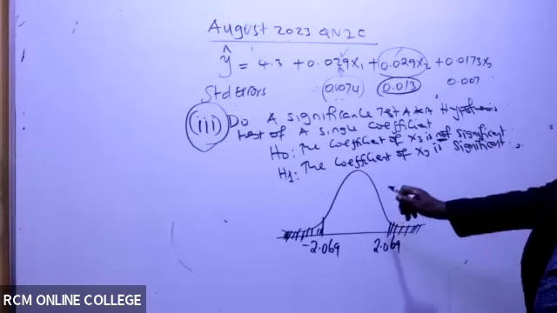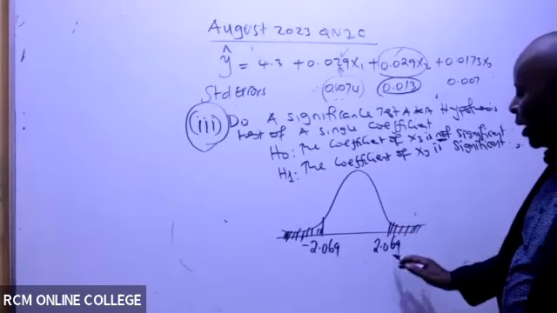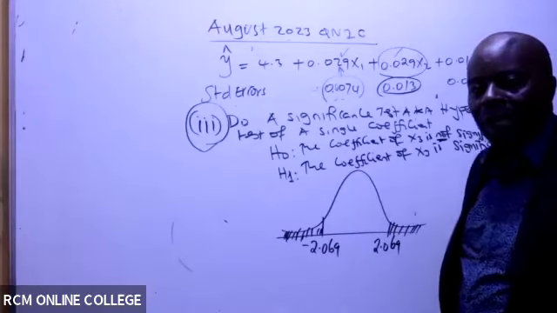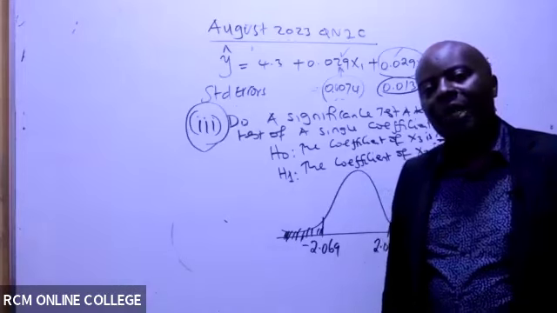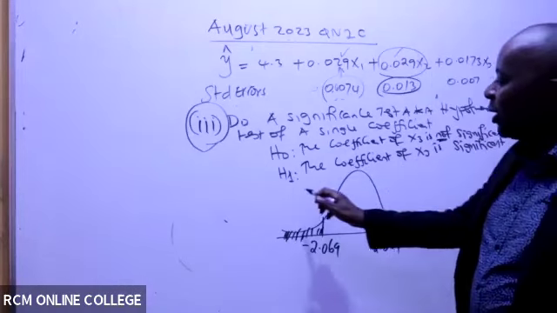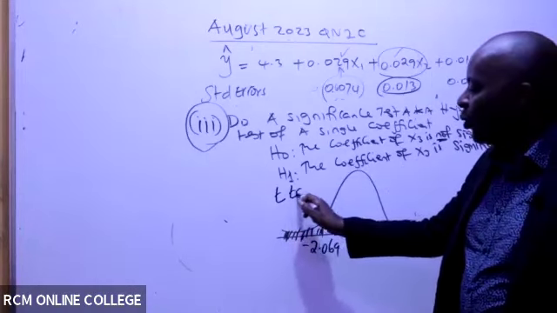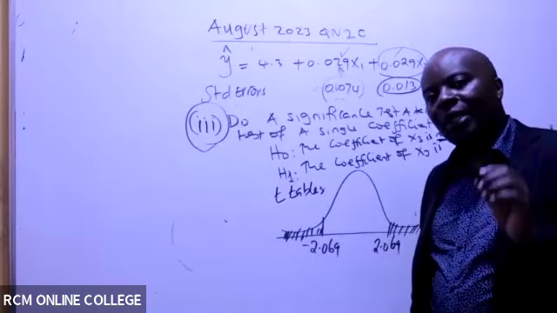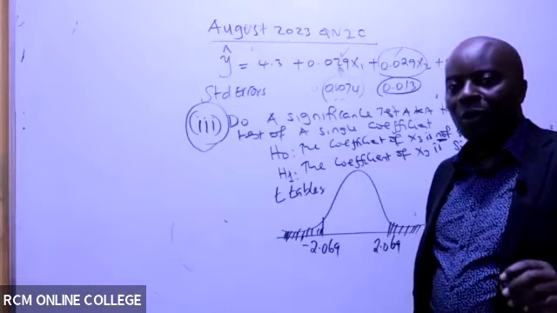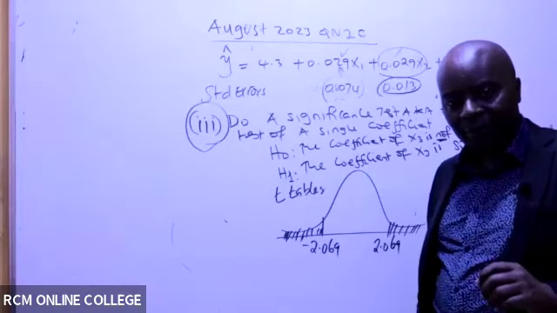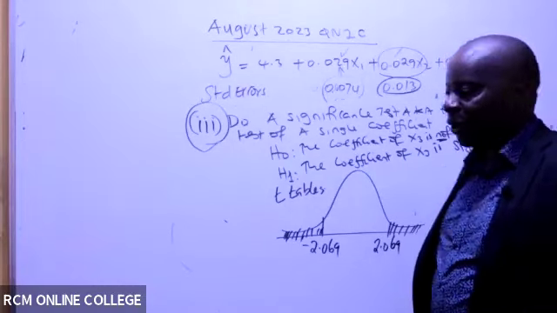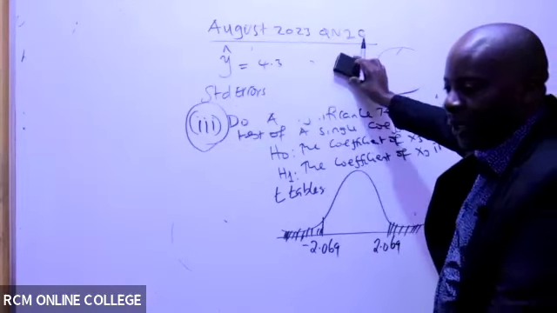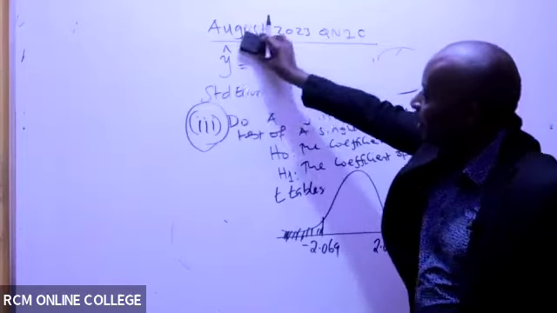So let's continue. So we have here 2.069, and then negative 2.069. Now, ladies and gentlemen, after you have done this one, this is called the t-tables value. After you have done the t-tables, then straight away go to the last step, which is the t-calculated. Somebody should be able to assist me in answering Christabel.